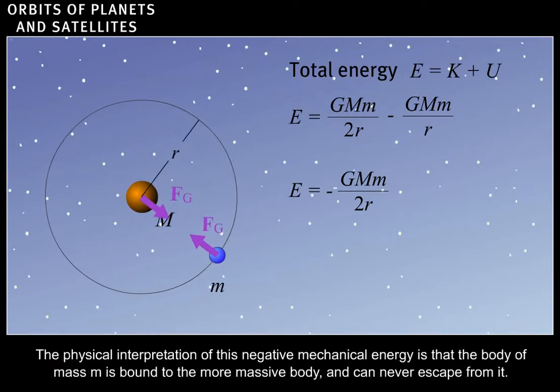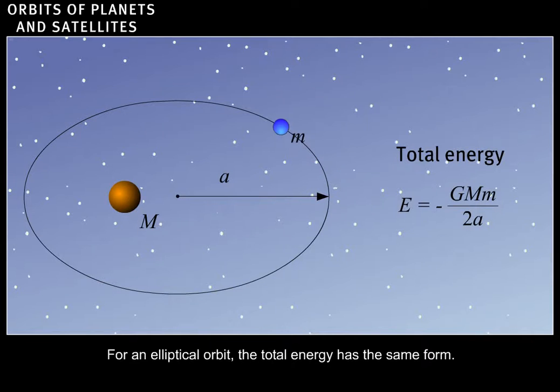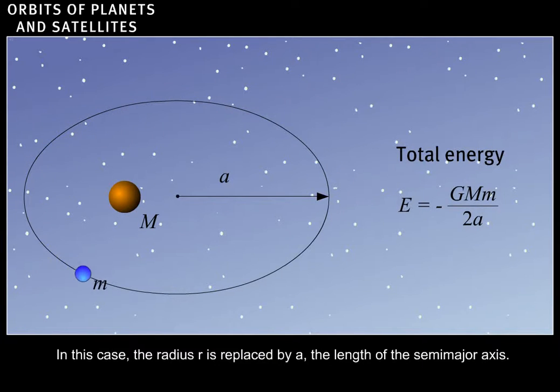The physical interpretation of this negative mechanical energy is that the body of mass m is bound to the more massive body and can never escape from it. This negative value of E indicates a binding energy. For an elliptical orbit, the total energy has the same form. In this case, the radius r is replaced by a, the length of the semi-major axis.